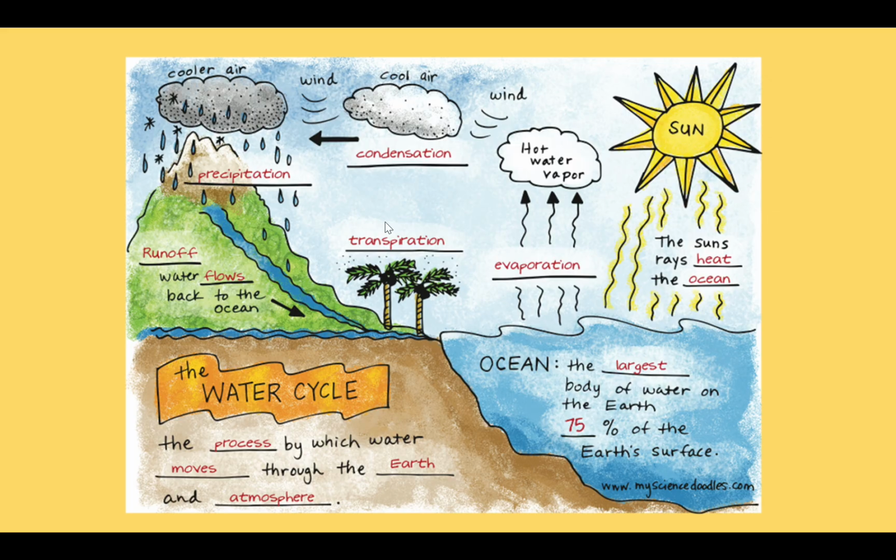And then we have transpiration, which we actually learned about in photosynthesis. That is the byproduct of cellular respiration, where as plants are getting energy, they lose water as a result. So the water cycle is the process in which water moves through the earth and the atmosphere.